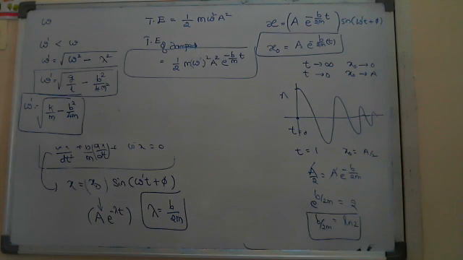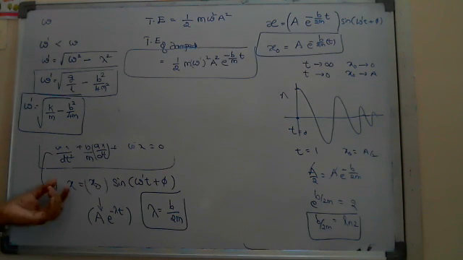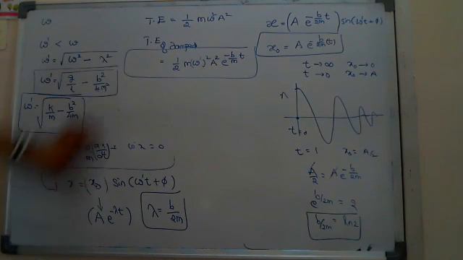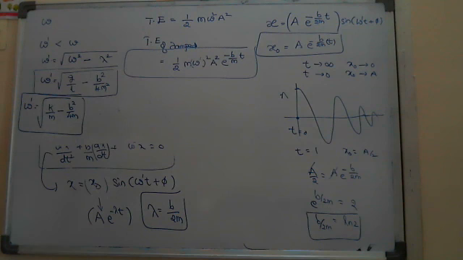In the same way, if they ask for velocity or something, what do you do? You know x. If they ask for velocity, differentiate. dx by dt is the velocity. Okay, so this is briefly the concept of damped oscillations.